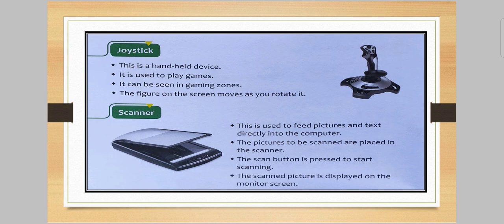Next is scanner. It is used to feed pictures and text directly into the computer. A scanner is also an input device. The pictures to be scanned are placed in the scanner. The scan button is pressed to start the scanning, and the scanned picture is displayed on the monitor screen. So when we need to input pictures or text directly into the computer, we need a scanner.